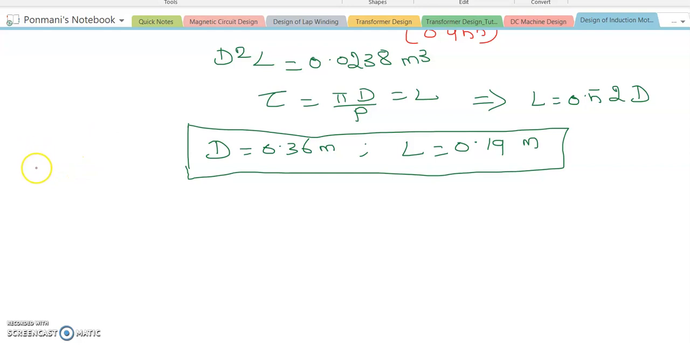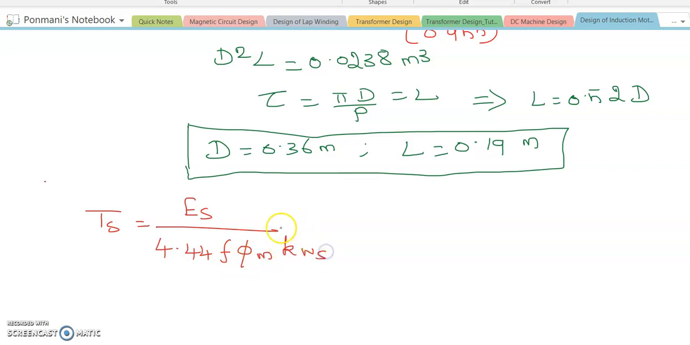So the total number of turns we are calculating from the EMF equation. The total number of turns is the stator voltage divided by 4.44 f Φm kws. The stator winding factor we will be assuming. In this, what we do not know is Φm.